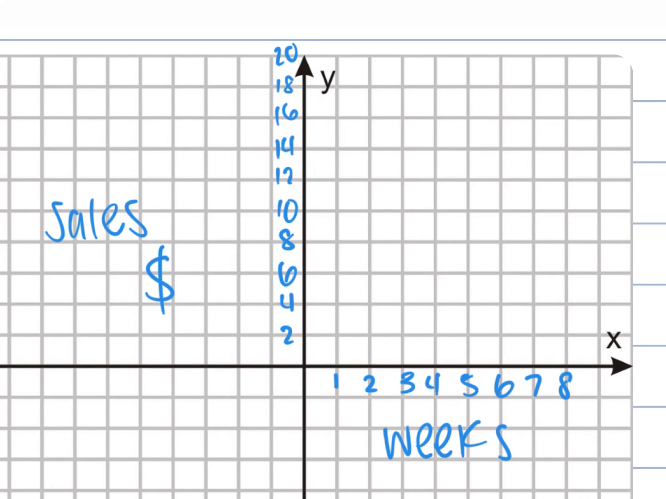19. So 19 would go where? Between 18 and 20. Perfect. What about the second week? How many did we sell? 15? So between 14 and 16. What about the third week? 13. Fourth week? 12? The fourth week was 12? Was 11? The fifth week?